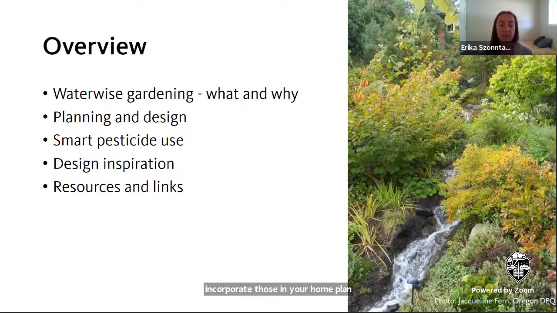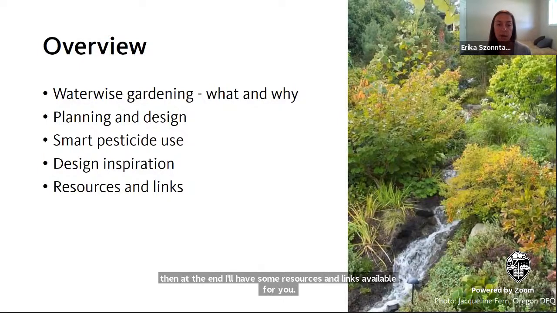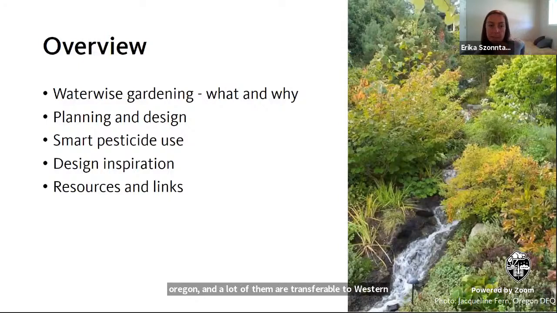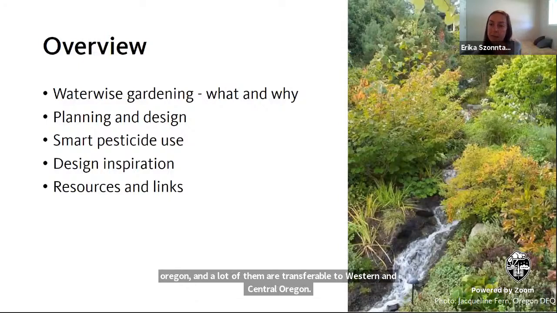And then we'll also get into some design inspiration. I have plenty of pictures for you all so you can get some different ideas of maybe what you can do. And then at the end, I'll have some resources and links available for you. Most of these are going to be appropriate for Oregon, and a lot of them are transferable to Western and Central Oregon. But I know that many of you are calling in from other parts of the country.